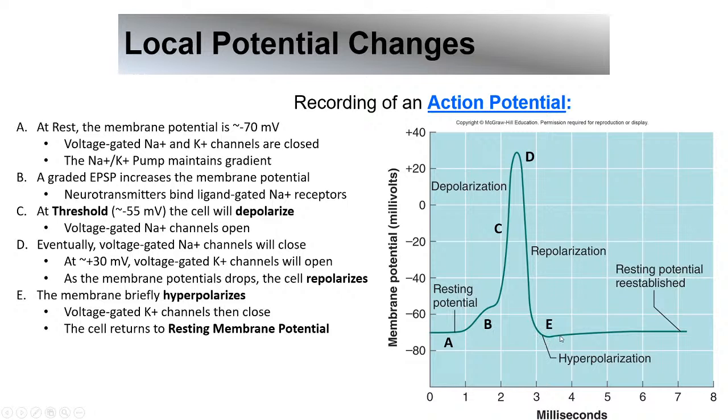And then just over time, the sodium potassium ATPase and the sodium and potassium leak channels will bring us back to our resting membrane potential, where we stay until a stimulus arrives, either excitatory or inhibitory.